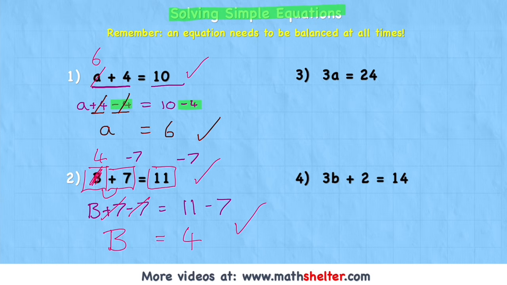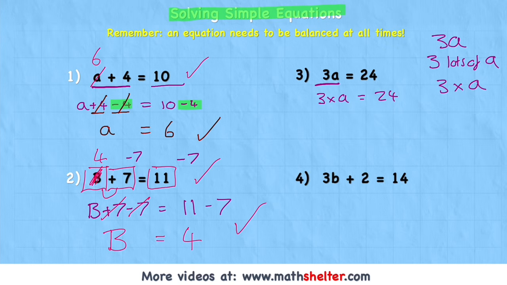In my third example, I have my variable connected to this number without an obvious operational sign like plus or addition. So what we have to understand is that when we have 3a next to each other, what it's basically saying is I have 3 lots of a, or in other words, 3 times a. So this actually says 3 times a equals 24.